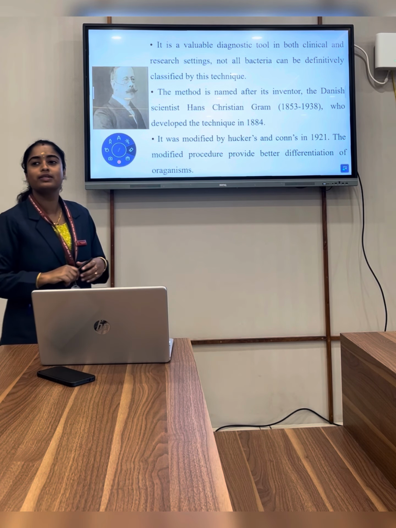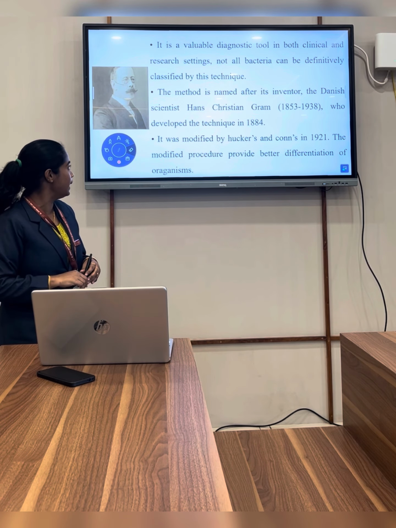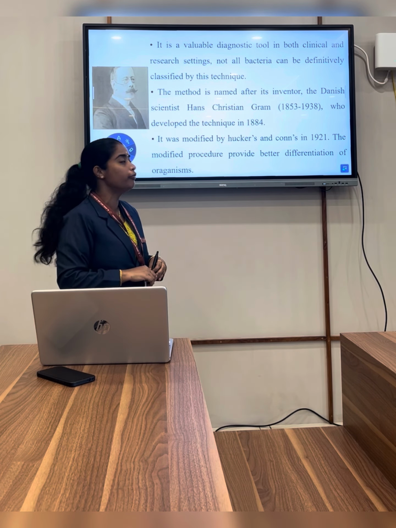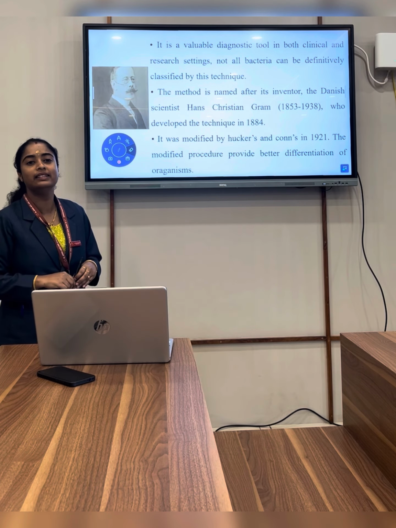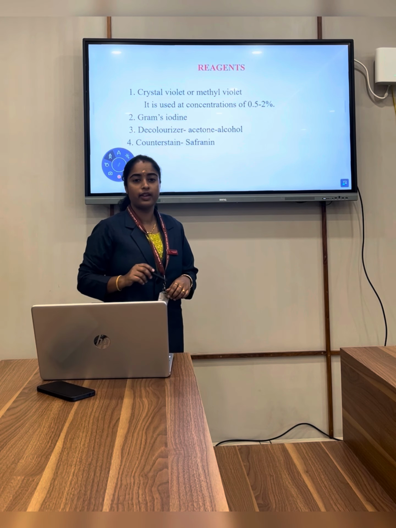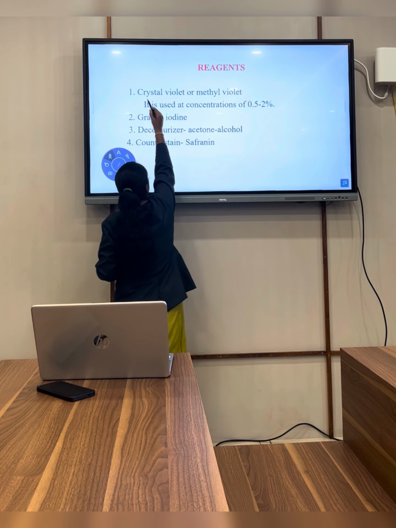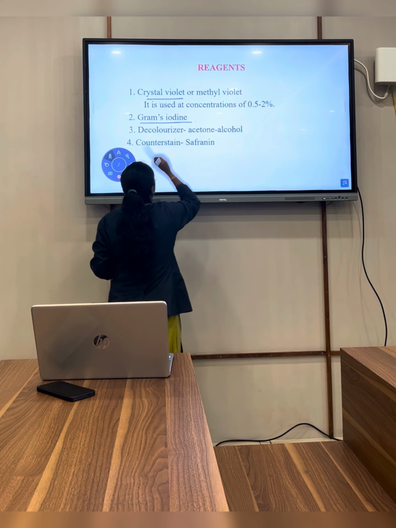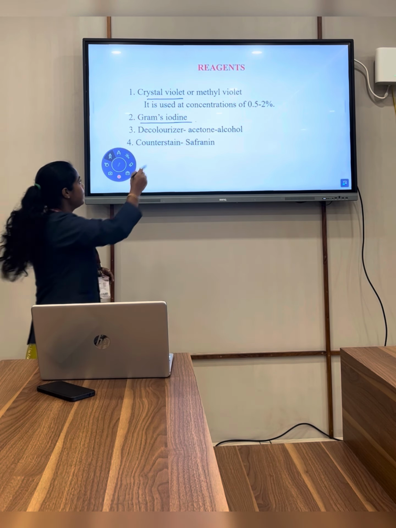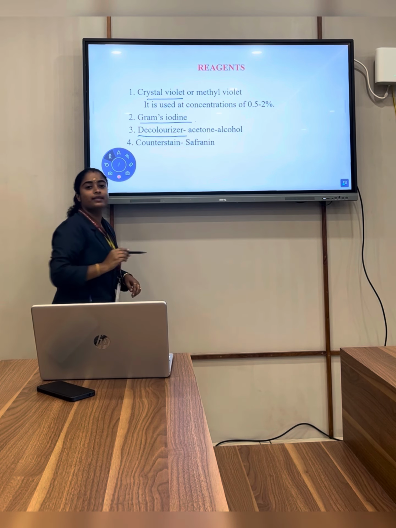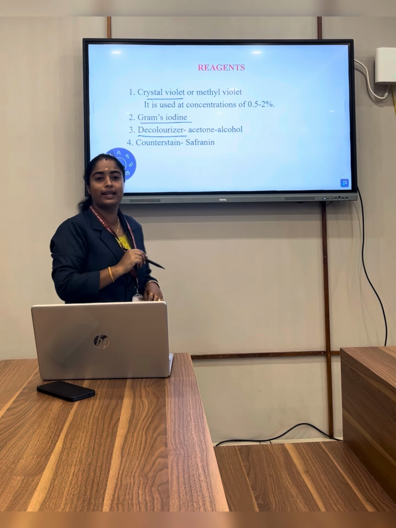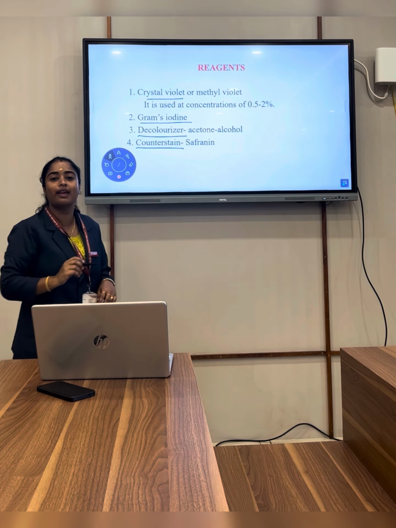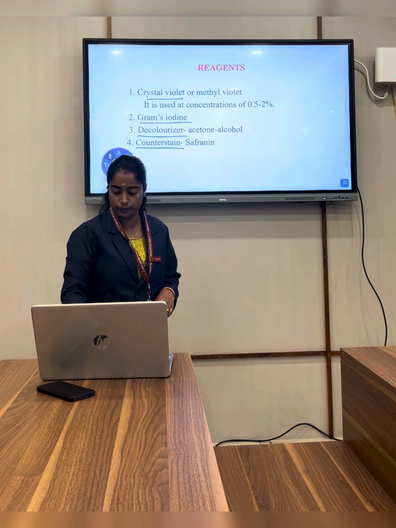This Gram staining procedure was invented by the Danish scientist Hans Christian Gram in 1884, and this technique was modified by Hucker and Kohn in 1921. The agents used in this staining technique include the primary stain, crystal violet; the mordant, Gram's iodine; and third one, the decolorizer. 95% ethyl alcohol or acetone is used as the decolorizer, and the last one, safranin, is the counter stain used in this Gram staining procedure.